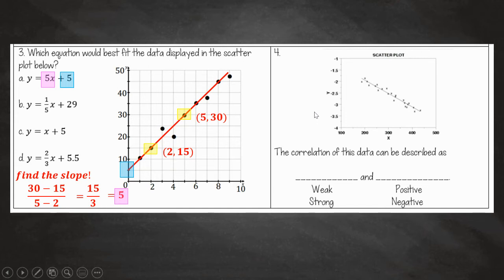Going over here to number 4, I can look at this data and it's asking me, is the correlation of this data can be described as weak or strong, positive or negative? Well, this is a strong relationship, a strong correlation, and it's a negative correlation. Sorry, move a little fast.